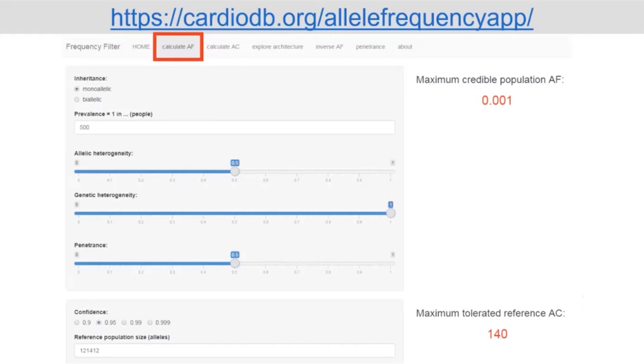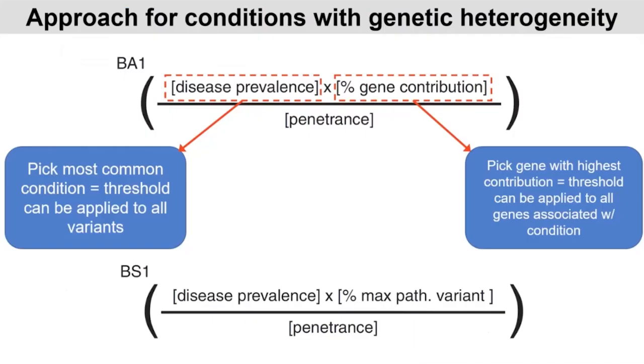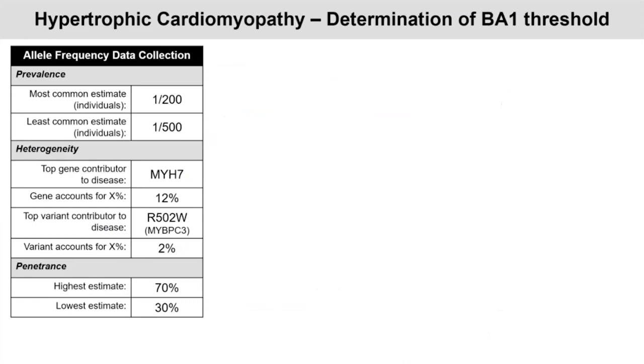Here's a screenshot of what the app looks like, where it allows you to input these parameters, prevalence, heterogeneity, penetrance, to be able to see what your calculated maximum credible population allele frequency is. What we have encouraged groups to do is to try to track the most common estimates, least common estimates, look at what the top gene contributors are, looking at estimates of penetrance.